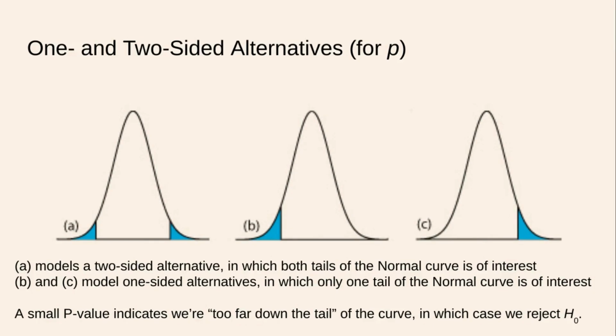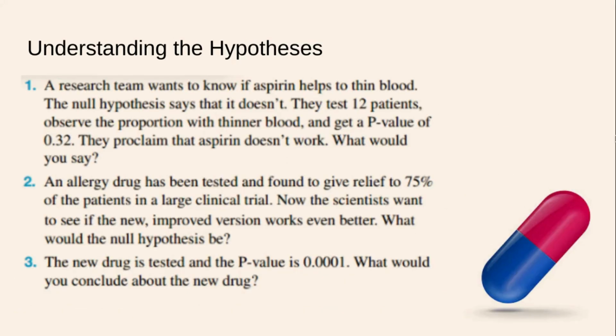So we use the normal model to determine whether or not we should reject the null hypothesis. Small p-value, we're too far down the tail of the curve, we reject the null hypothesis. High p-value, we're not very far down the curve, we do not reject the null hypothesis. Now let's do some practice problems.